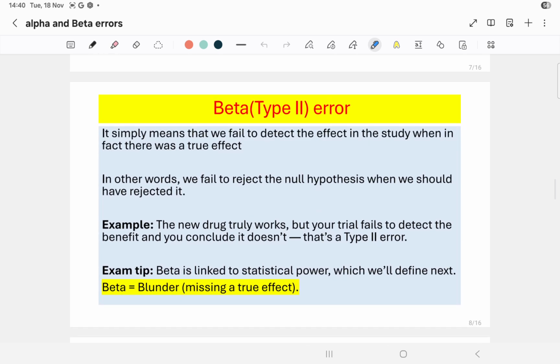Now coming to beta errors. It simply means that we fail to detect the effect in the study when in fact there was a true effect. So beta error is a blunder. Keep that mnemonic in mind. In other words, we fail to reject the null hypothesis when we should have rejected it. Example: a new drug truly works, but your trial fails to detect the benefit and you conclude that the drug doesn't work. This is type 2 error. It is a blunder. So beta is linked to statistical power. We will see what the power is. So this is a mnemonic for you.